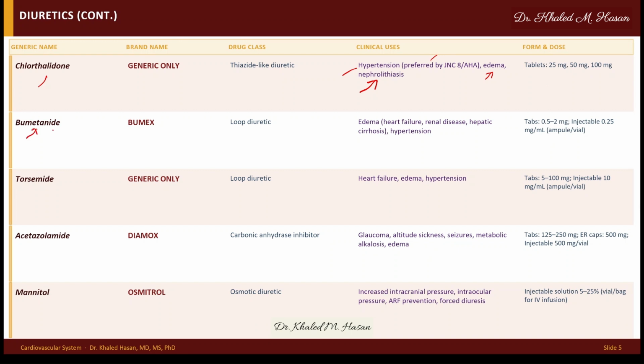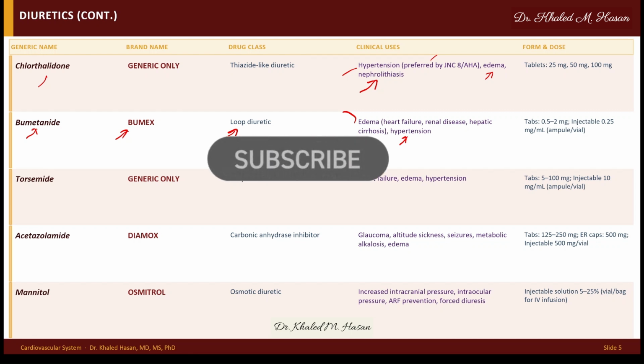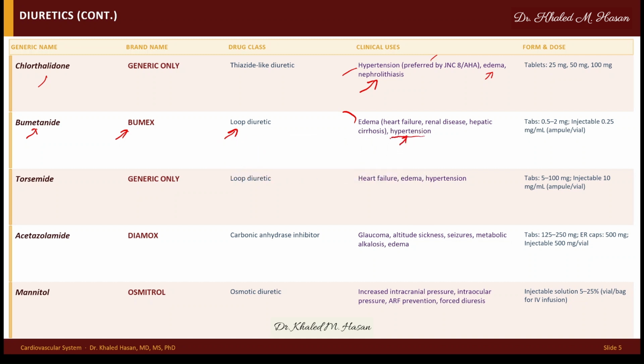Bumetanide, brand name Bumex, and considered like loop diuretic. This medication used for edema due to the heart failure, renal disease, or hepatic cirrhosis. Bumetanide could be used for patients with hypertension. I would like to emphasize you are dealing with patient, not with the disease. So when you have patients with hypertension, you have to decide, is this patient appropriate for this treatment or not? Is there any contraindication for that? Bumetanide available as tablet, injectable also, ampule or vial.